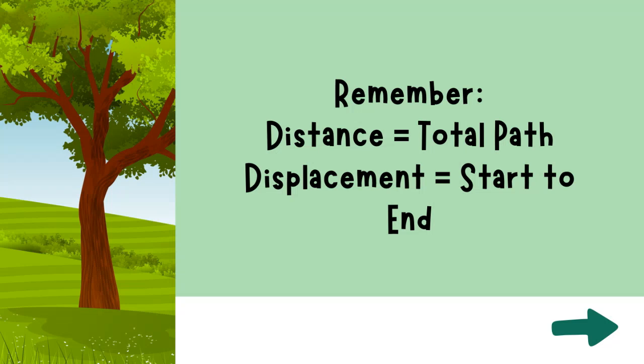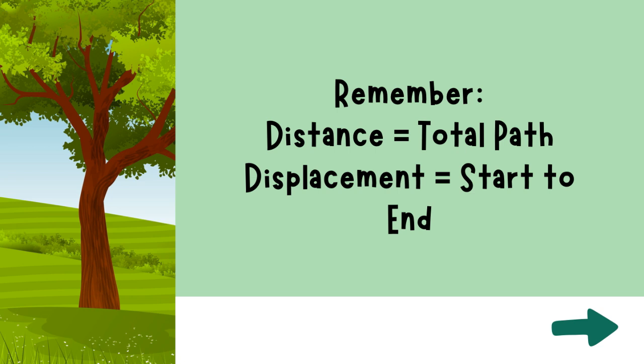Remember, when we talk about distance, we're referring to the total path traveled, no matter what the direction is. It's like walking around a track. You add up every step you take. Displacement, on the other hand, is the straight-line measurement from your starting point directly to your ending point. Think of it as the shortest path between 2 points.